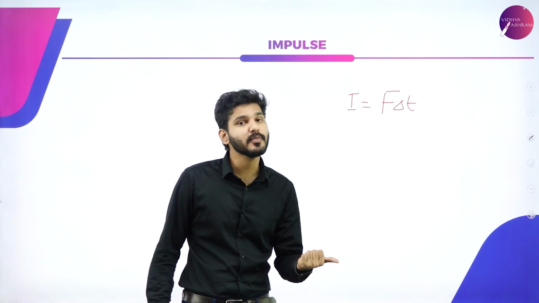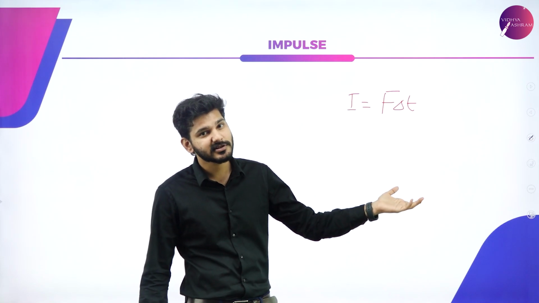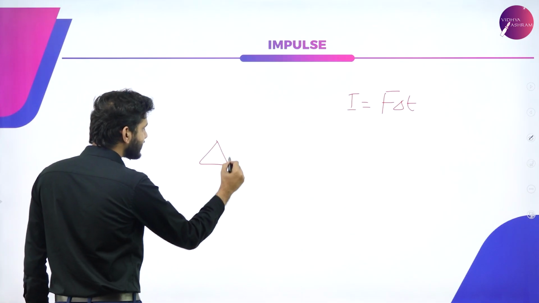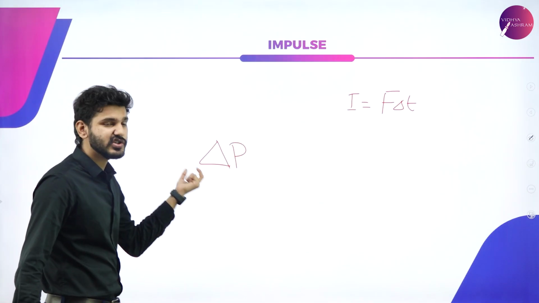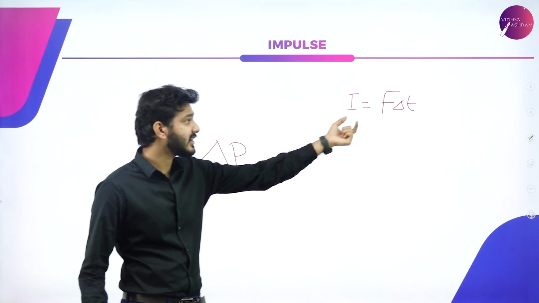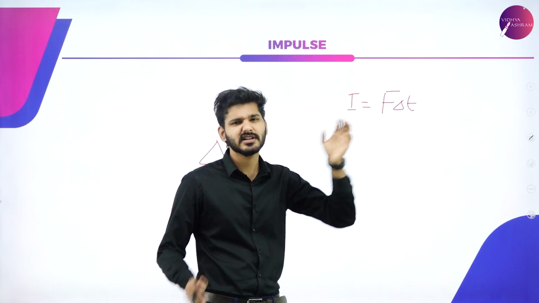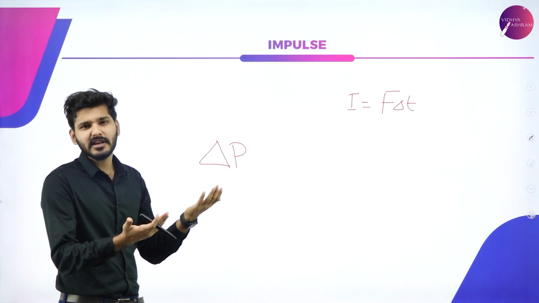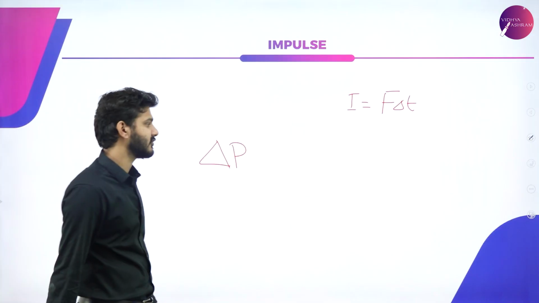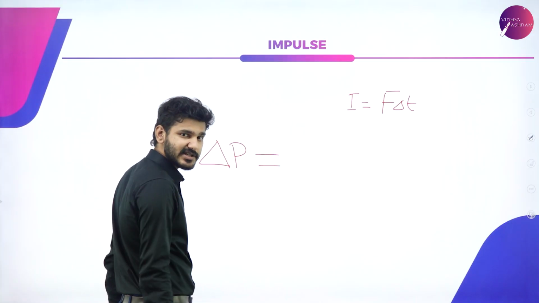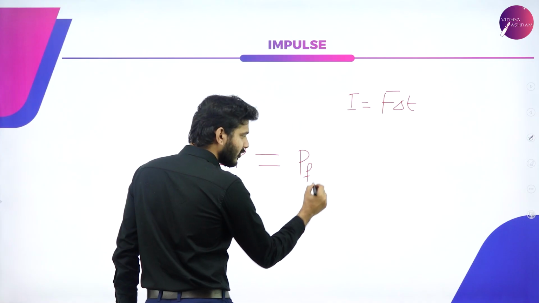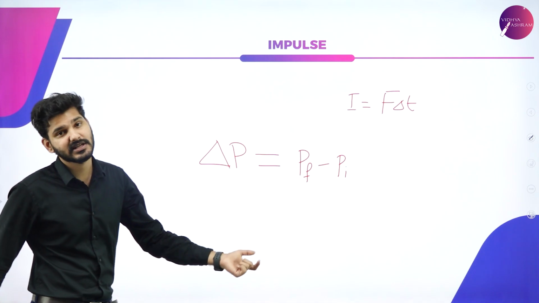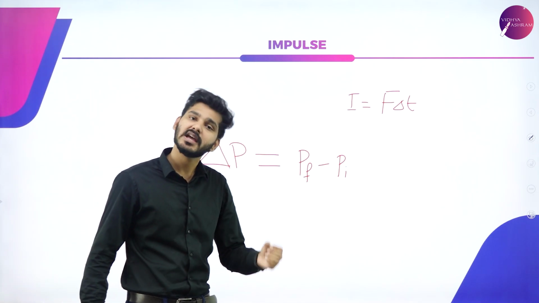But there is also one more method of representing impulse, that is change in momentum. That is the change in momentum, delta P, delta indicating change or very small. Here it is a very small time gap, that is T2 minus T1. Here also it is indicating change, or simply final momentum minus initial momentum. So we can actually say that this is equal to final momentum minus initial momentum. So P_F is indicating final momentum and P_I is indicating initial momentum.